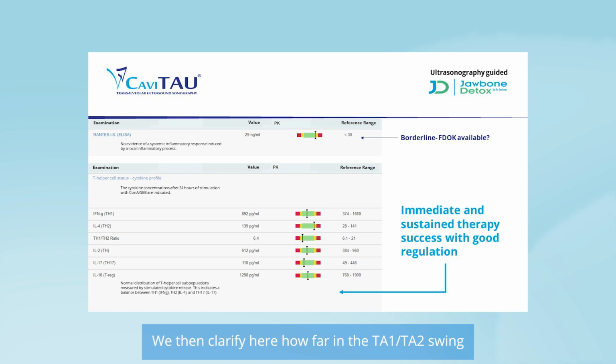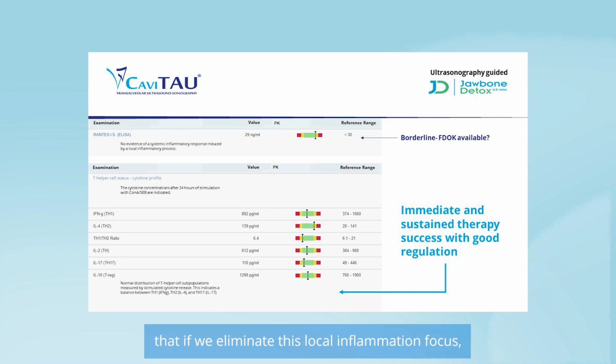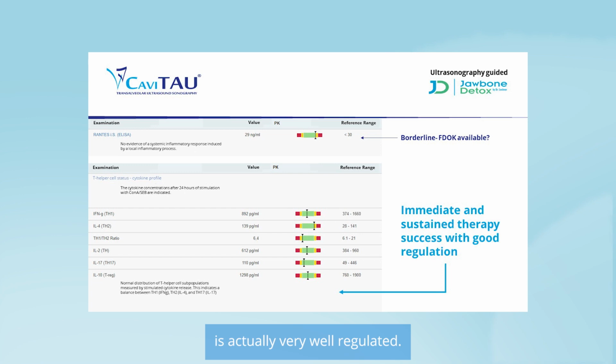We then clarify here how far in the TA1, TA2 swing any massive inflammatory reactions are present. Actually not. This means that we can assume that if we eliminate this local inflammation focus, we will have an immediate, positive reaction. That is, possibly soon or even immediate pain relief, since the immune system of this still relatively young patient is actually very well regulated.